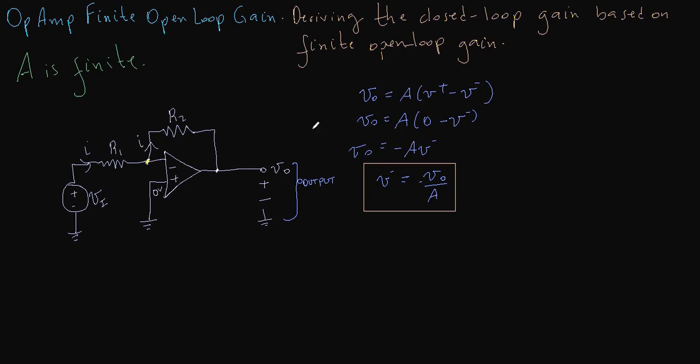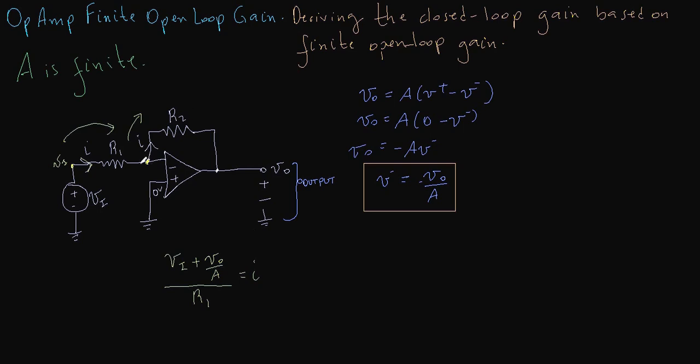Okay, now that we know the voltage at this point, we can calculate the current flowing through resistor R1, because we know that the voltage at this point is simply VI. Because the current is flowing this way, VI minus the voltage at this node, which is V minus, so that's plus V naught over A, divided by R1 is the current I. So we have just calculated the current I flowing here, which is also the current flowing here, and that's equal to (VI plus V naught over A) divided by R1.